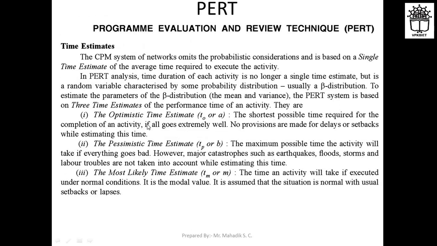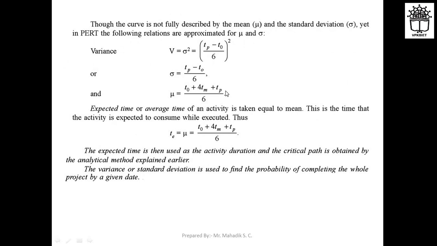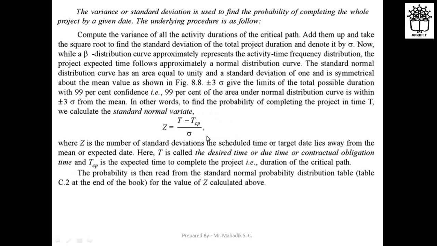So TO is your optimistic time, TP is your pessimistic time, and most likely time is your TM. So all these three values are known for your time estimations, and you can calculate all these. The probability, how we can calculate, let us see with that. Compute the variance of all the activity durations of the critical path, and then add them up and take the square root to find out the standard deviation of the total project duration, and denote it by sigma.